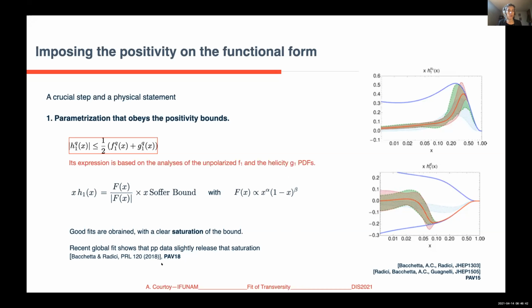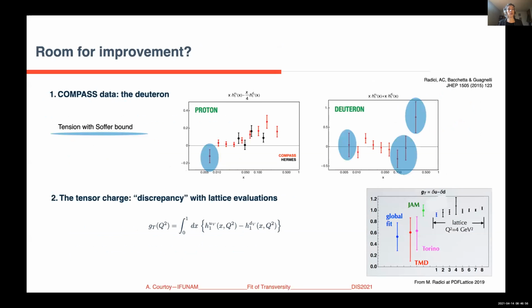Now, if I understand from the Pavia 18, where they have the PP data on top of that, so it's a global fit, they show that there's a slight release of this saturation from the bound. But then there were some questions, some things to think about. So the first thing we realized 6 years ago already is that maybe there was room for improvement, because we checked the deuterium data. Here you see those blue dots. They seem to be in tension with the Soffer bound. That's what we call tension, because we don't really know what tension means, but something that is not agreeing with what we see from the Soffer bound. And then came this discrepancy with the lattice evaluation, and I took this plot from Marco.